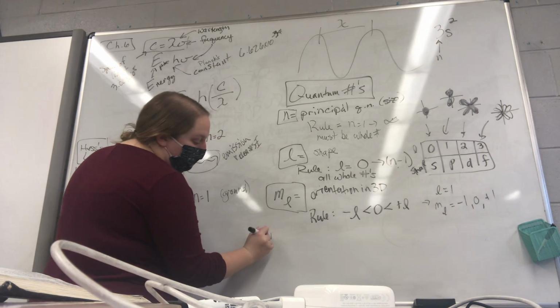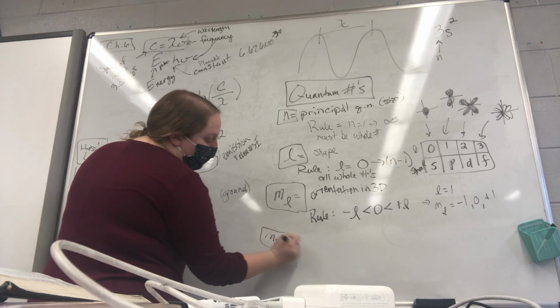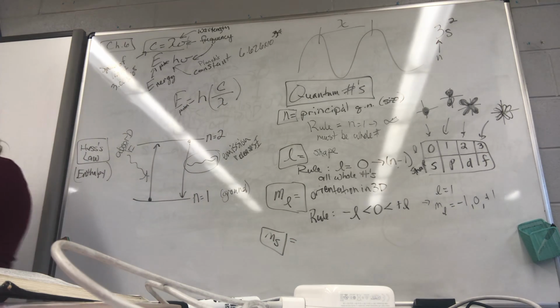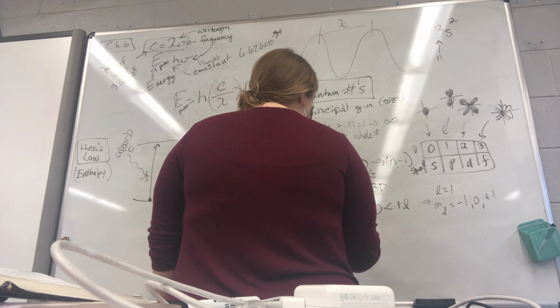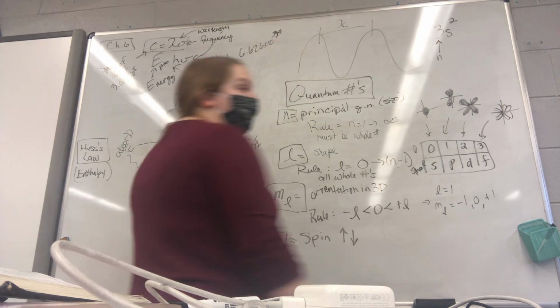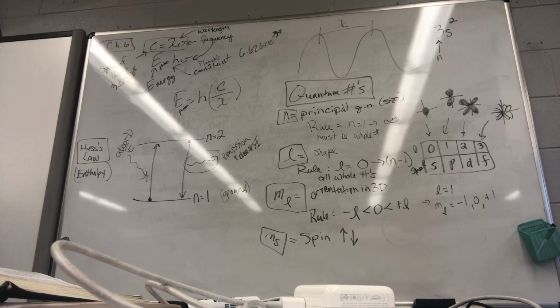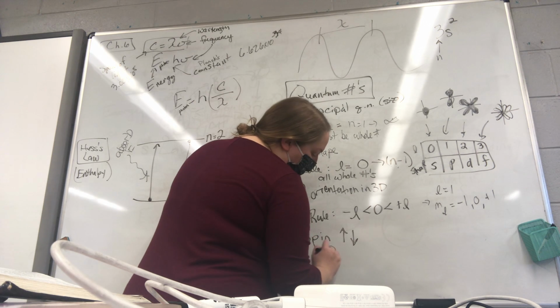All right, last one. Spin quantum number. Spin is either positive or negative. We say spin up, spin down. This is why we draw arrows the way we draw them when we put them in orbital diagrams. Spin up or spin down. The rule.